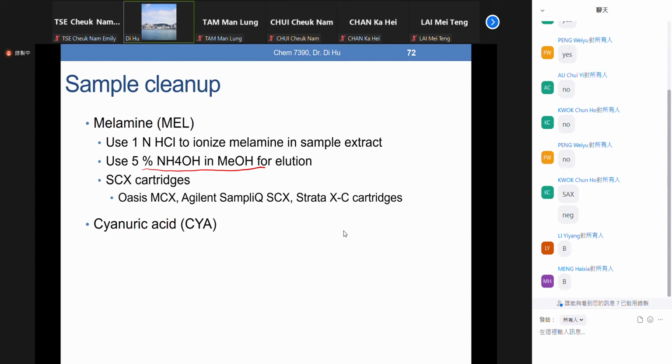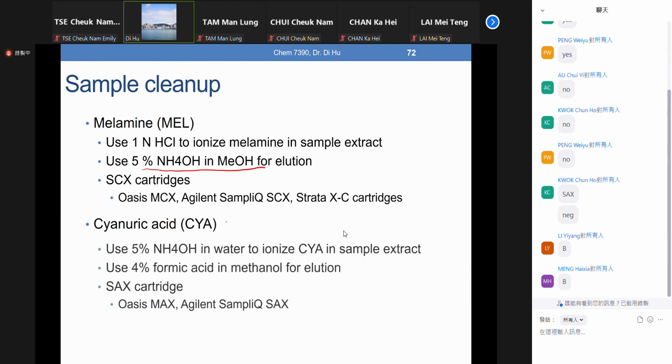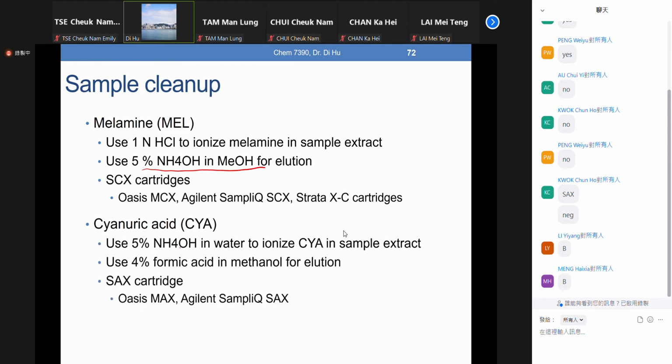But for the strong anion exchanger, we want the analyte to be negative. So that's why we use 5% ammonium hydroxide, a base, in water to ionize this one to be negatively charged, while the other is positively charged. Then you load on the strong anion exchange cartridge, and use acidic methanol, which is 4% formic acid in methanol, for elution.